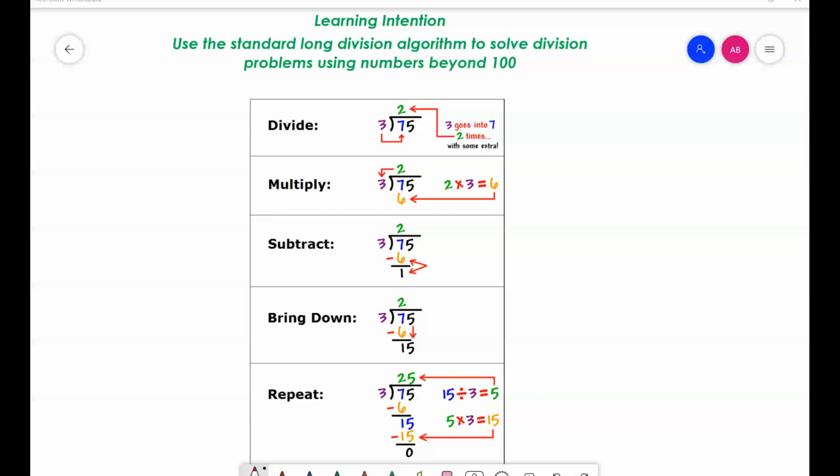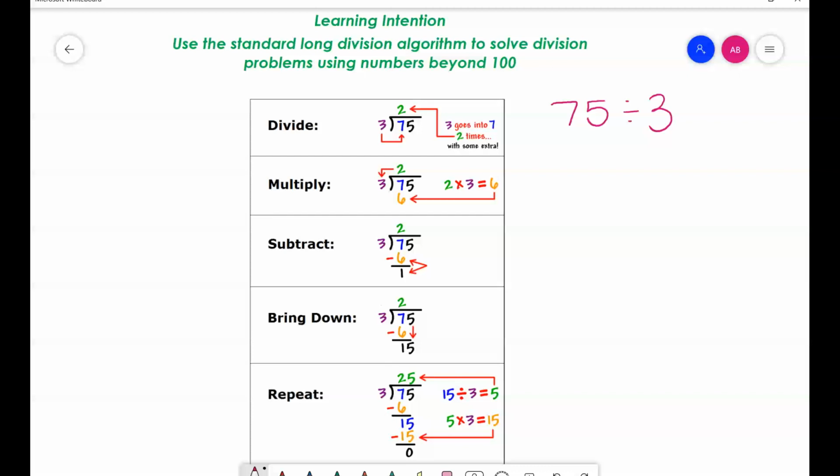So for this example, we're going to do 75 divided by 3. So normally we would write 75 divided by 3, like this. 75 is a really big number, so if you have to draw groups of that it can get quite messy. If you are going to do repeated subtraction from 75, that would go on and on and on. So this is a faster, more efficient way to work out the answer.